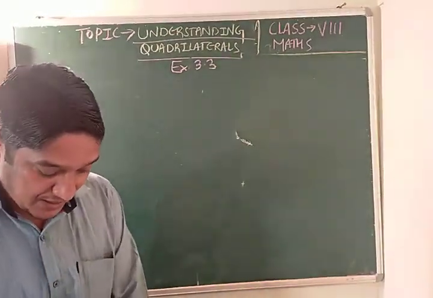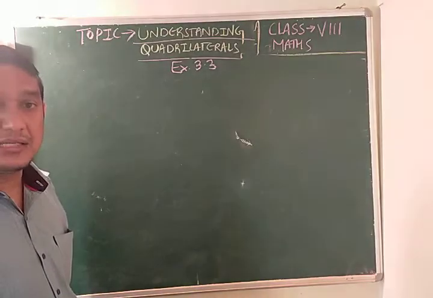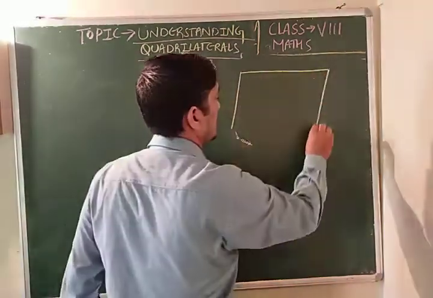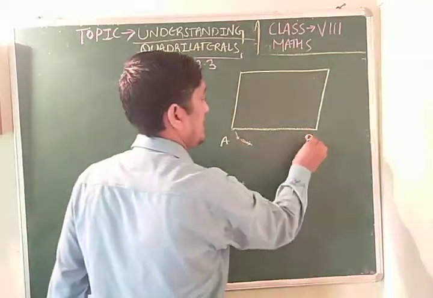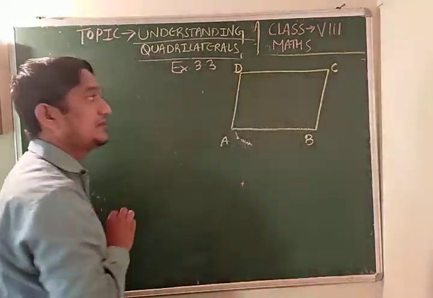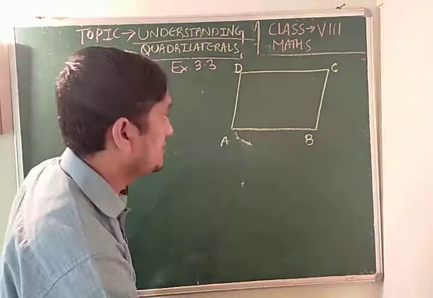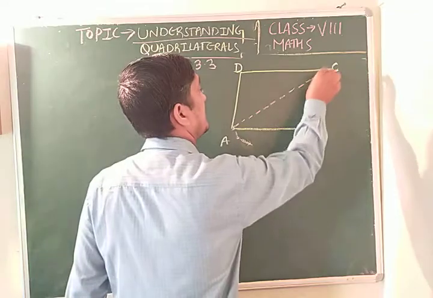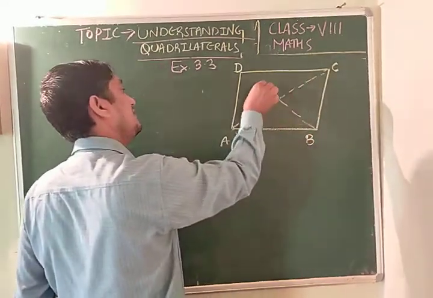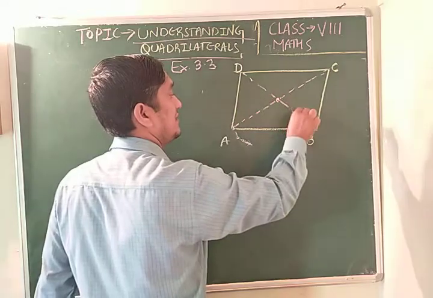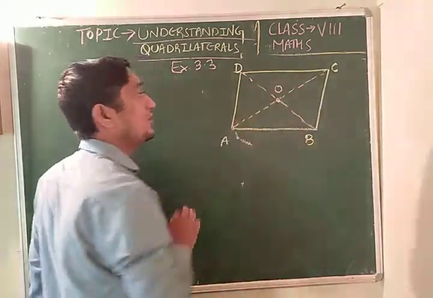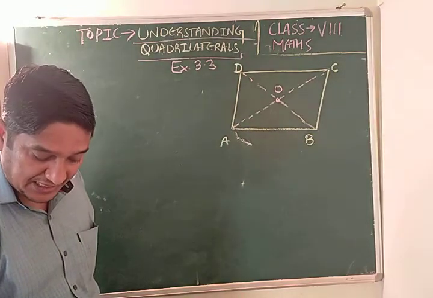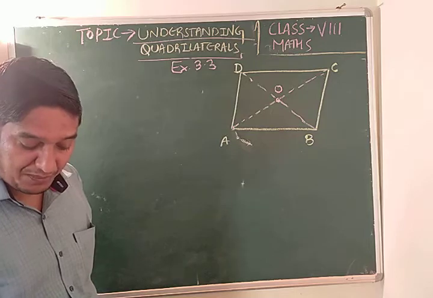Question number 1 is, given a parallelogram ABCD. Here we have a parallelogram A, B, C and D. In this parallelogram we have the diagonals also, diagonal AC and diagonal BD. These two diagonals intersect at O. Now children, what we have to do? We have to complete each of the statements along with the definition or property used.